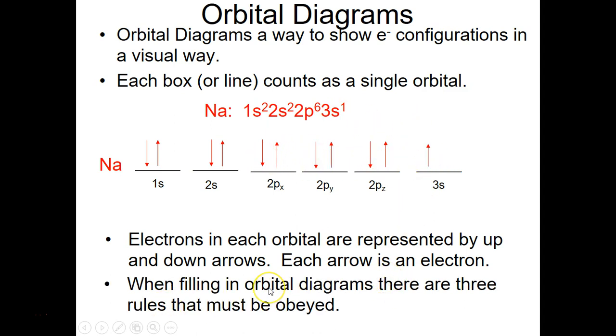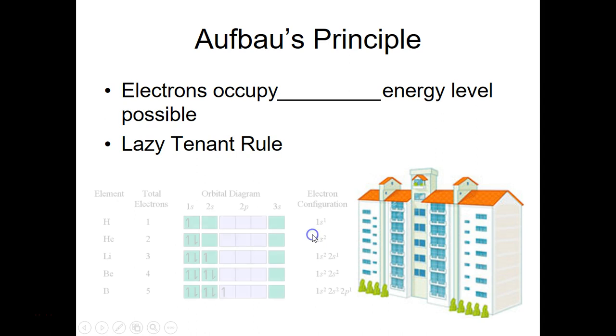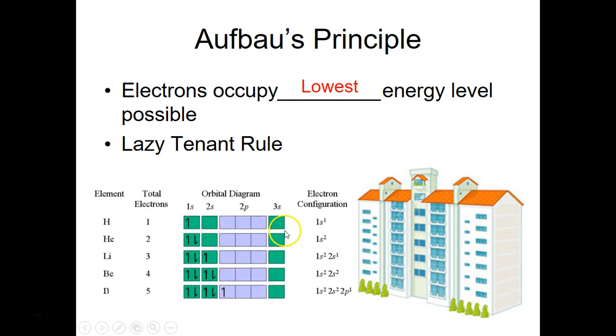So when we're filling in orbital diagrams, there are 3 rules that we have to follow. The first is the Aufbau Principle. The Aufbau Principle says that electrons will occupy the lowest energy levels possible. And we call that the lazy tenant rule, right? Because if you had a building that was empty and it did not have an elevator in it, the first apartments to go will probably be the ones on the lowest floors. That way you don't have to walk up all those flights every time you come home.